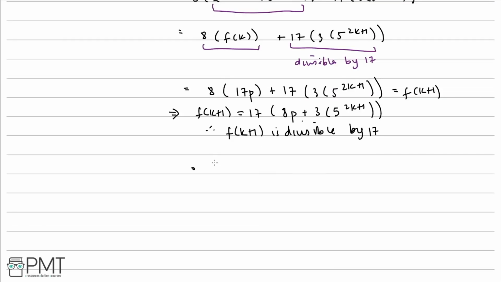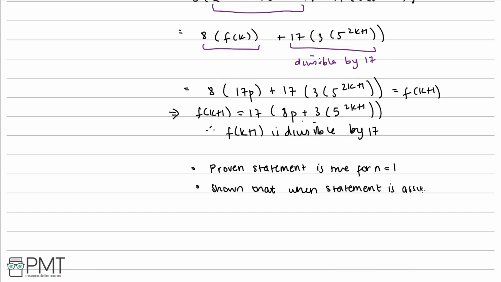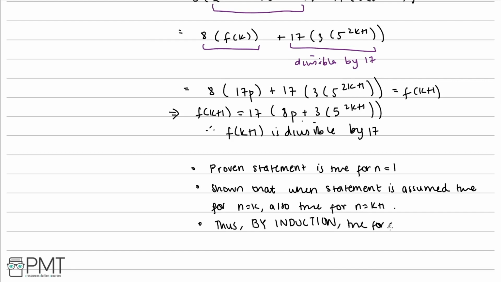Our conclusion will be as such. We have proven that f of n is divisible by 17 for n is equal to 1. So we have proven the statement is true for n is equal to 1. We have shown that when we assume that the statement is true for n is equal to k, it's also true for n is equal to k plus 1. And thus, we know that by induction, if it's assumed true for n is equal to k, and it's also true for n is equal to k plus 1, it must be true for all positive values of n.